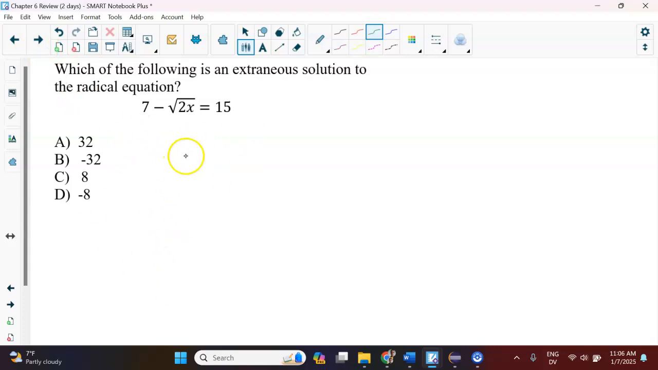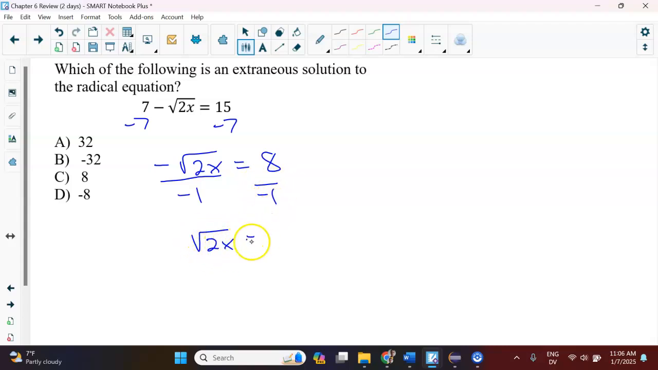Okay, a little bit different style. It says which of these is extraneous, but I would kind of do the steps the same as the last couple. So pause the video, give this a shot. All right, so on this one, we're going to minus the 7 first. Okay, and then what's kind of goofy here is we have a negative in front. So before we do our square step, I'm going to divide out the negative 1 to get just the 2x on that side without the negative in front.